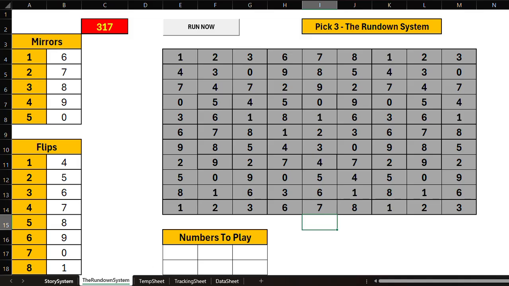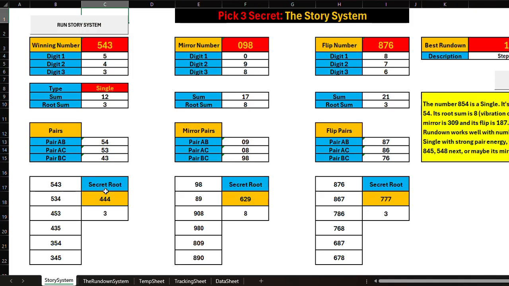It comes with 5 sheets. I'm not going to really cover everything else, it's really just the story of the system here. If you put a number in here, it gives you the mirroring numbers, the flip numbers, and all the full combinations of each number. It shares your pairs, your sums, your root sums. All that stuff is built in already, so you don't have to keep writing it down or doing a calculation yourself.